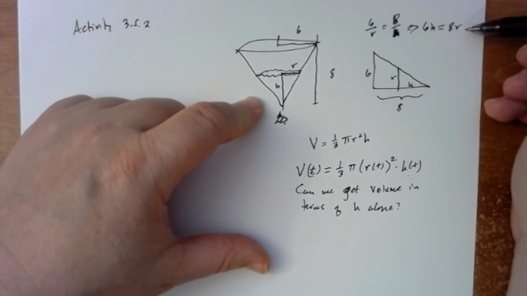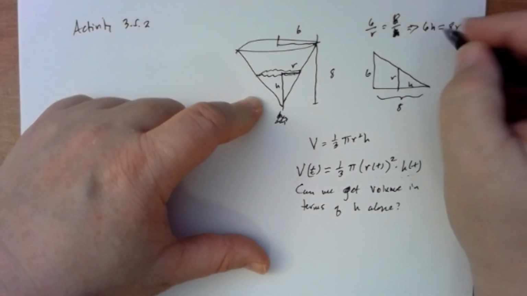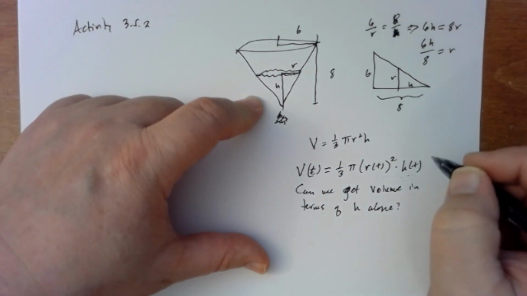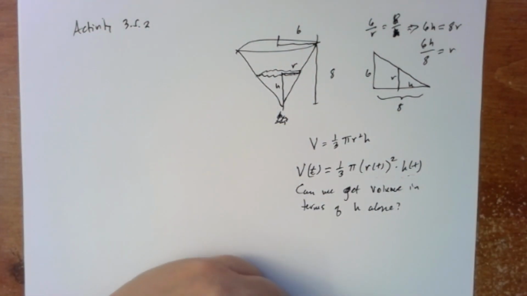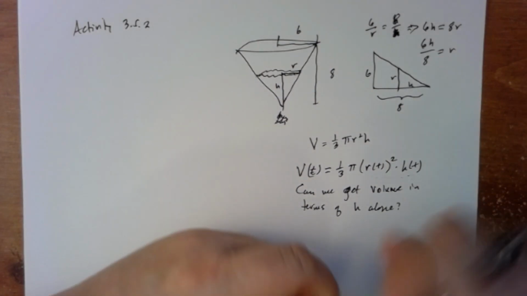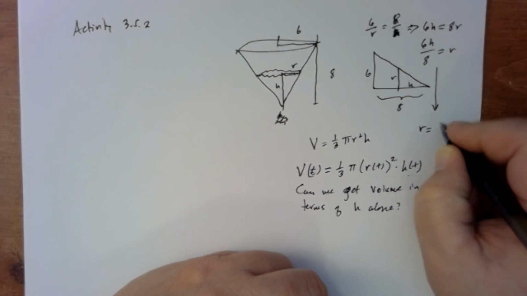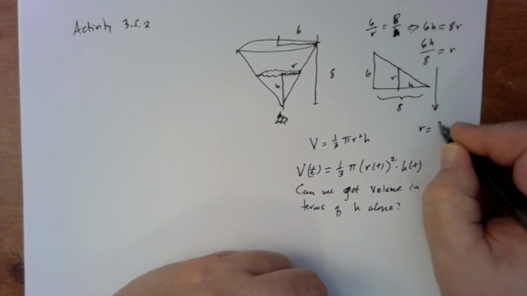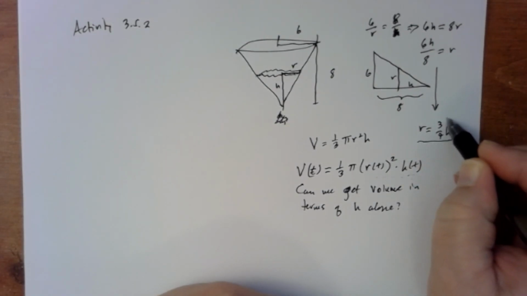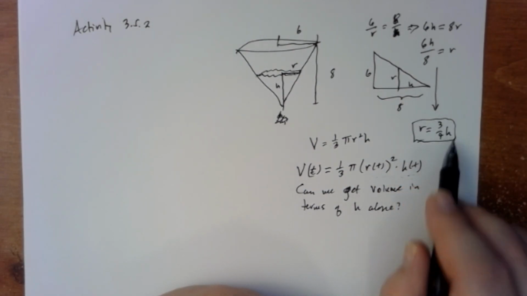And now I'd like to substitute something in for r. So let me divide both sides of this by 8, and I will get 6h divided by 8 is equal to r. Okay, good. R is going to be 3/4 times h. Good. And this relationship holds through time as well. So r of t would be 3/4 h of t.